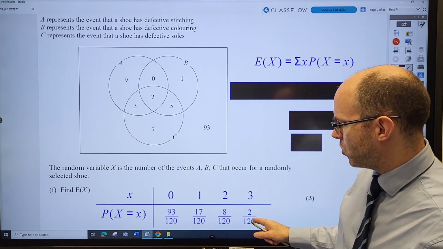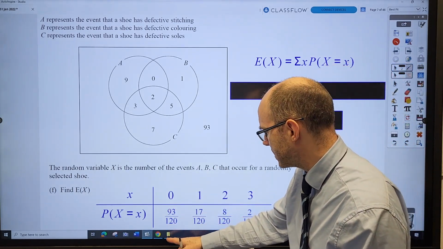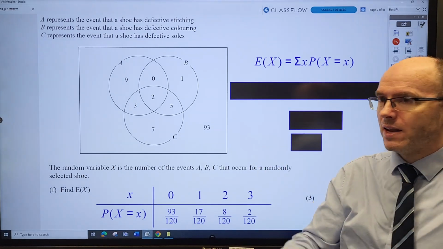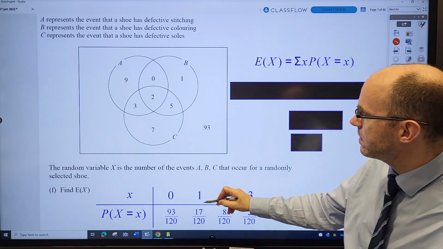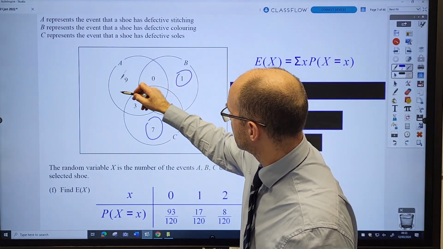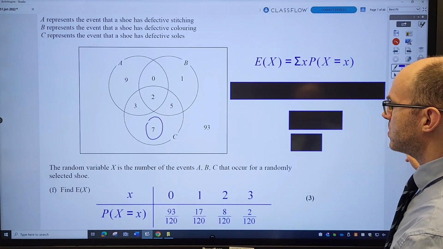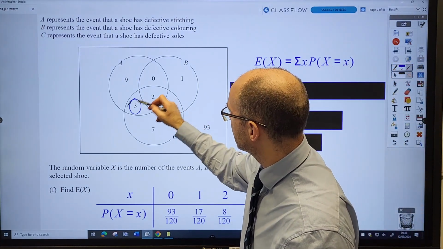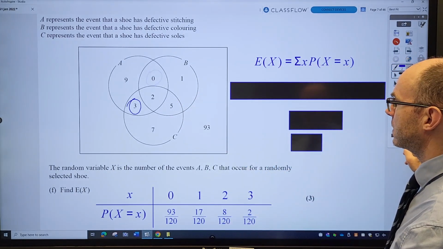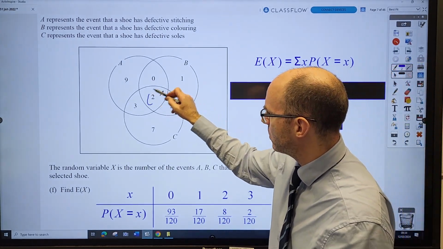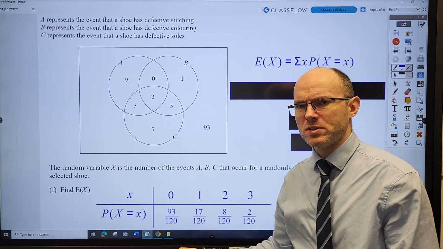Okay? We saw already that the probability of having 0 defects is 93 out of 120. Or just work it out again, of course, 93 out of 120. Yeah? Probability of having 1 defect is going to be those 3 there, so that's 17 out of 120. Again, we saw that earlier. Probability of having 2 defects is going to be that one, that one, that one, which is going to be 8 out of 120. And then finally, probability of 3 defects, that one there, 2 out of 120. So that's your probability distribution table.